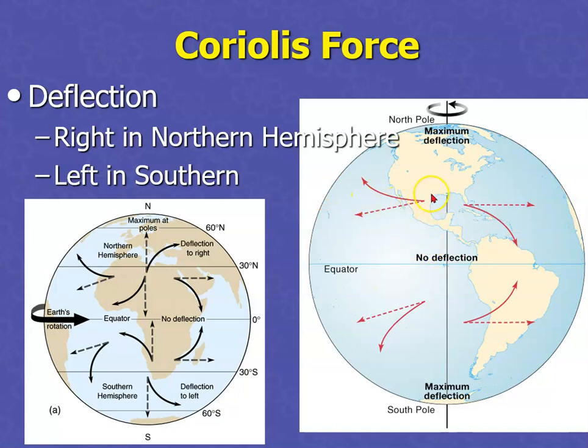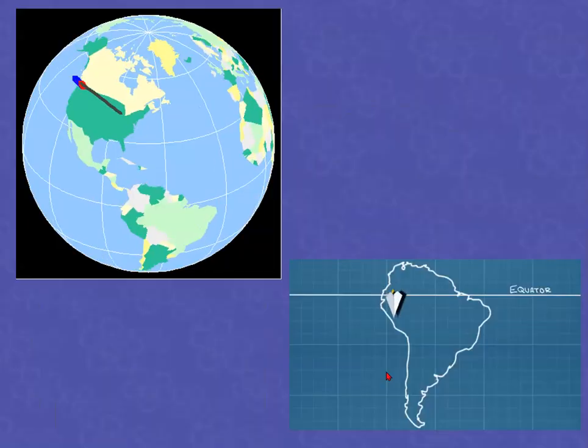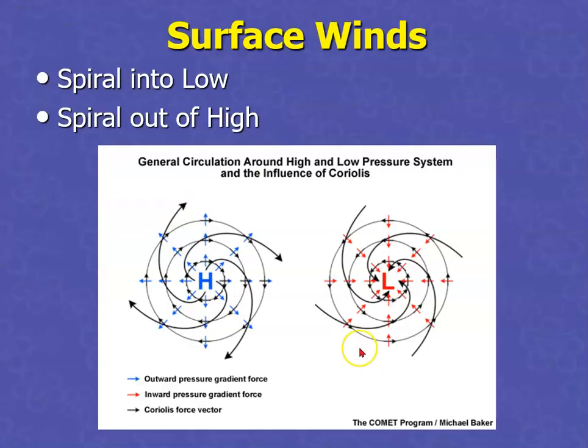And so our air movement in the northern hemisphere is deflected to the right, and our air movement in the southern hemisphere is deflected to the left. So when the air moves out of the high, it's got that right deflection to it as it's being drawn towards the low. And then the low has the deflection to it, which creates a spiral.